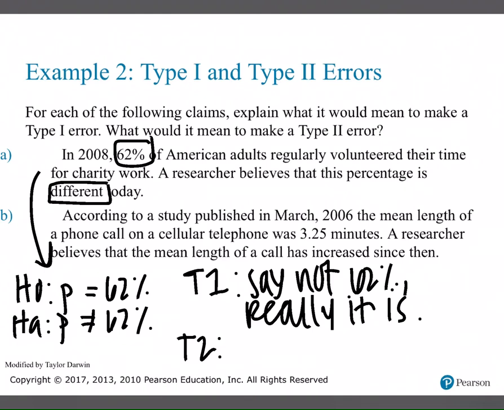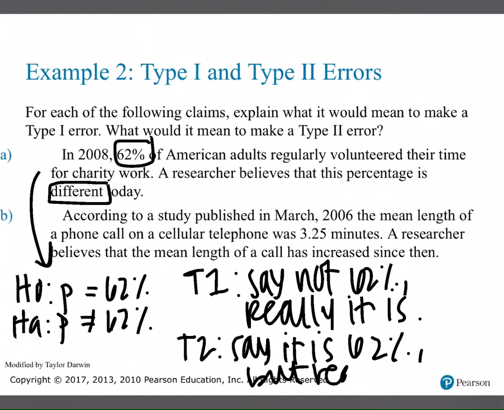A type 2 error is we say, yeah, the 62% is correct, say it is 62%, but really it's not. Really it is different. Sorry, running out of room.